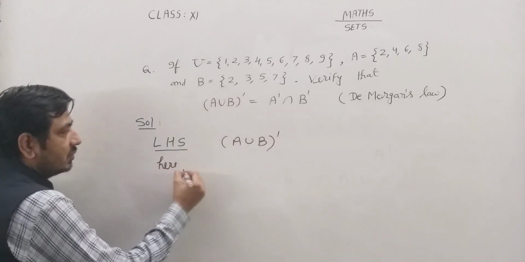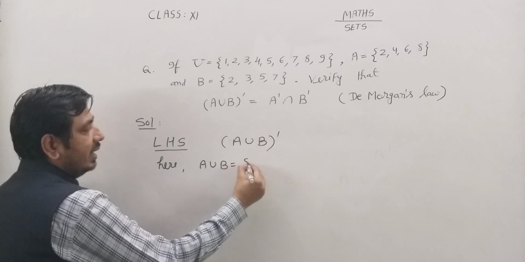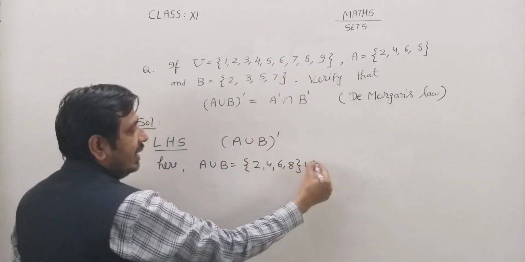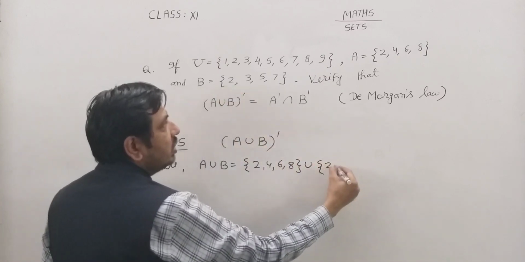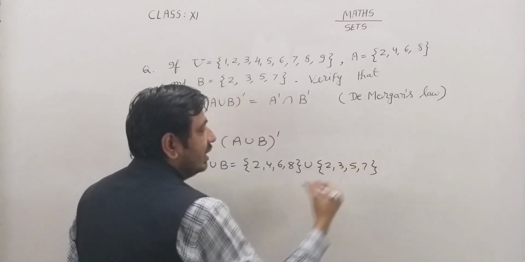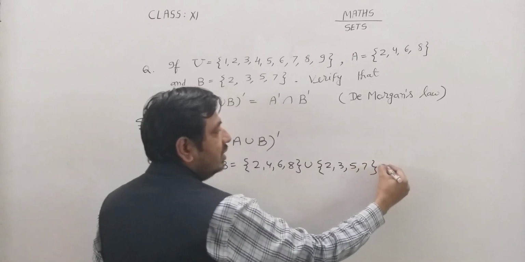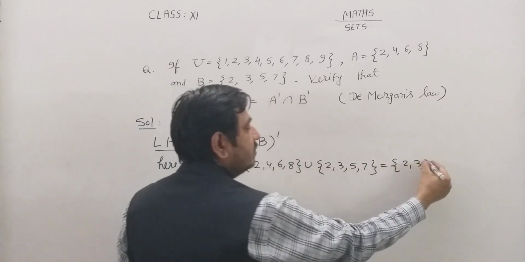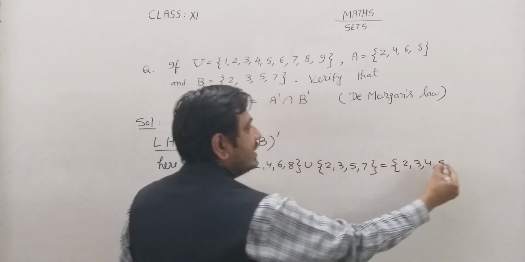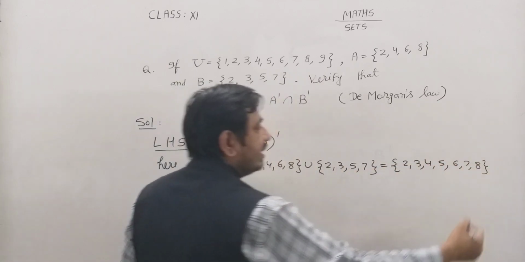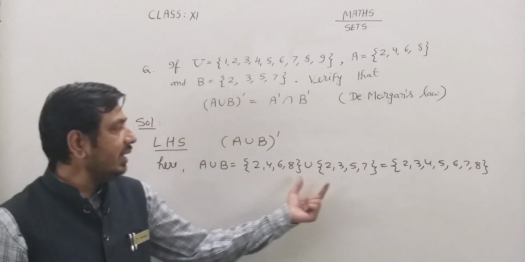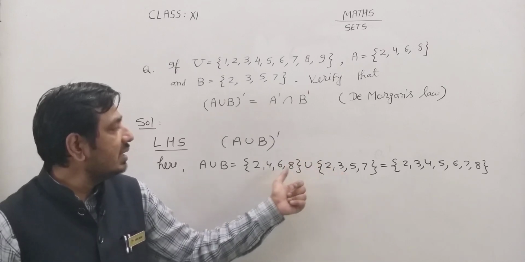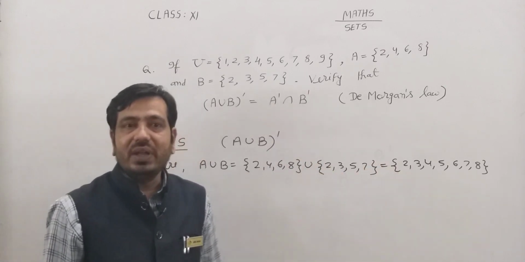Here, A union B. Class, A is 2, 4, 6, 8 and B is 2, 3, 5 and 7. Class, if you take the union, then you get 2, 3, 4, 5, 6, 7 and 8. It is the union, all elements of A and B: 2, 3, 4, 5, 6, 7, 8. It is the union of A and B.